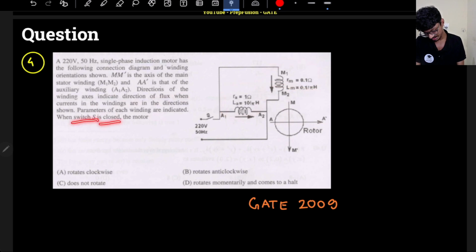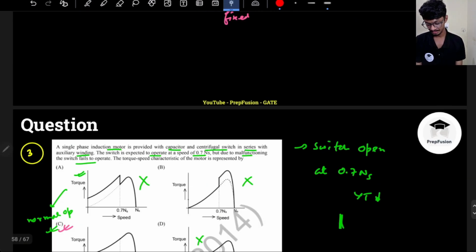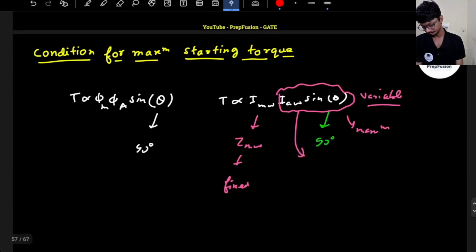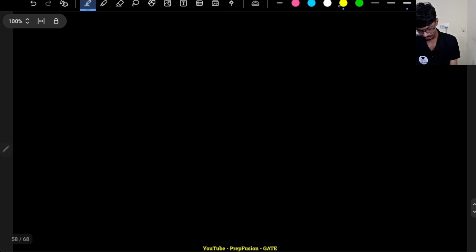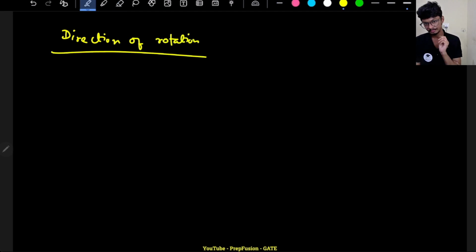Now, when the switch S is closed, will the motor rotate clockwise, anti-clockwise, not rotate, or rotate momentarily and come to a halt? So which one is true over here? Before understanding this, let's cover a small topic that I forgot to discuss regarding the direction of rotation. So how can I identify the direction of rotation? There is a very simple trick.